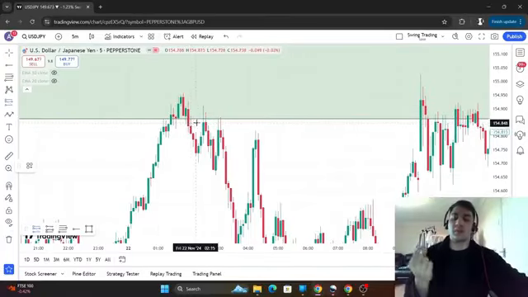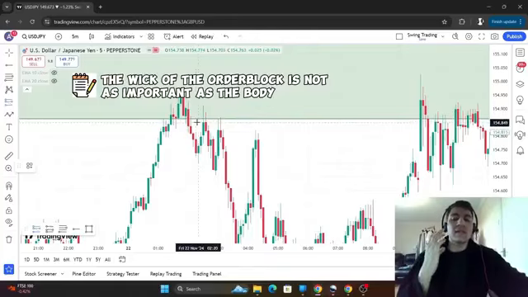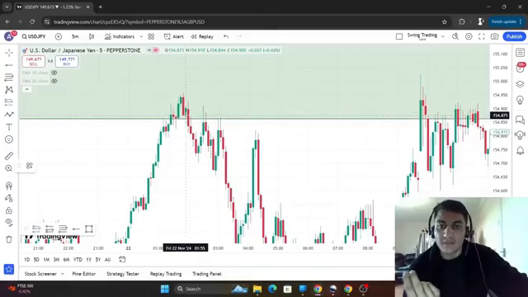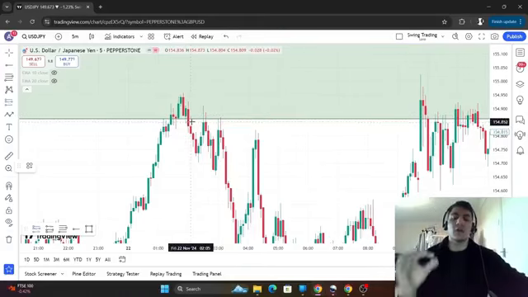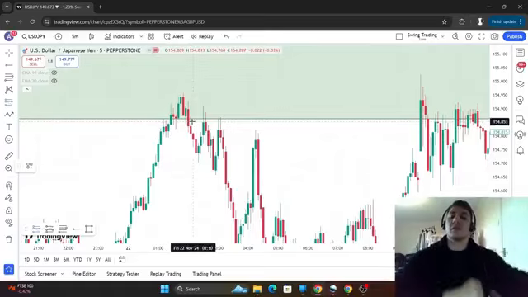Now this is really important. Pay attention to this. The wicks of an order block aren't anywhere near as important as the body of an order block. Now what does that mean, right? The body of the order block here is smart money. Smart money are the bodies of the candle. The wicks do the damage, but the bodies tell the story. The body is the meat of the move. It's where all the real orders of smart money actually are.